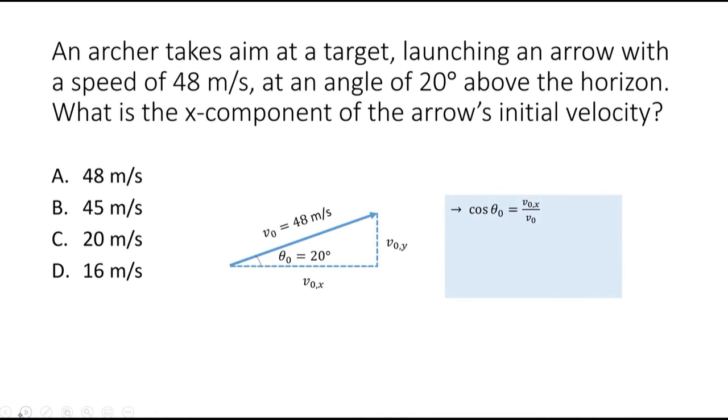Looking at our right triangle here, we can solve for v naught x. We see that v naught x is going to be v naught multiplied by cosine of theta naught. V naught x is what we're looking for, right? Because we want to know the x component of the initial velocity. All right, and so then we can just go ahead and plug in our known values here. So we plug in 48 meters per second for v naught, 20 degrees for our launch angle, and you should get 45 meters per second here. And if you did that and you didn't get 45 meters per second, make sure your calculator is in degrees instead of radians. All right, so I would go ahead and pick answer B here.